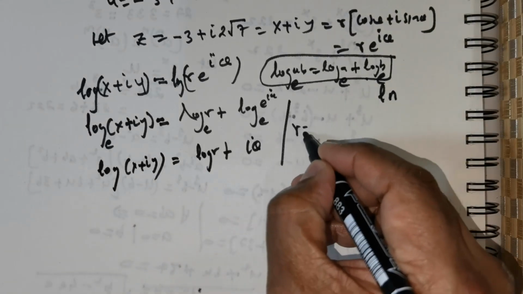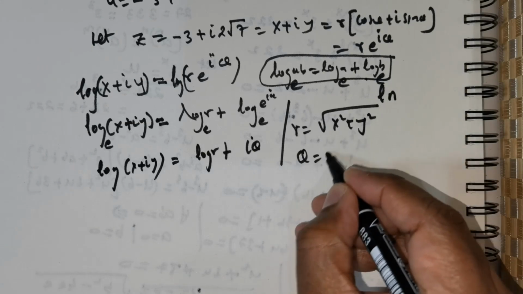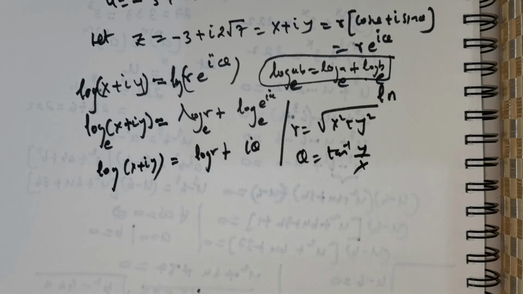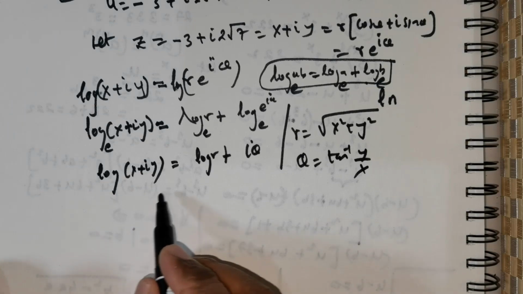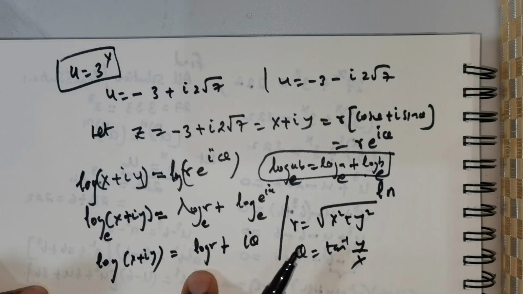Now r is nothing but root of x squared plus y squared, and θ is nothing but tan inverse of y over x. So what I'm trying to tell you here is the log of this quantity has to be represented like this. That's the basic thing.